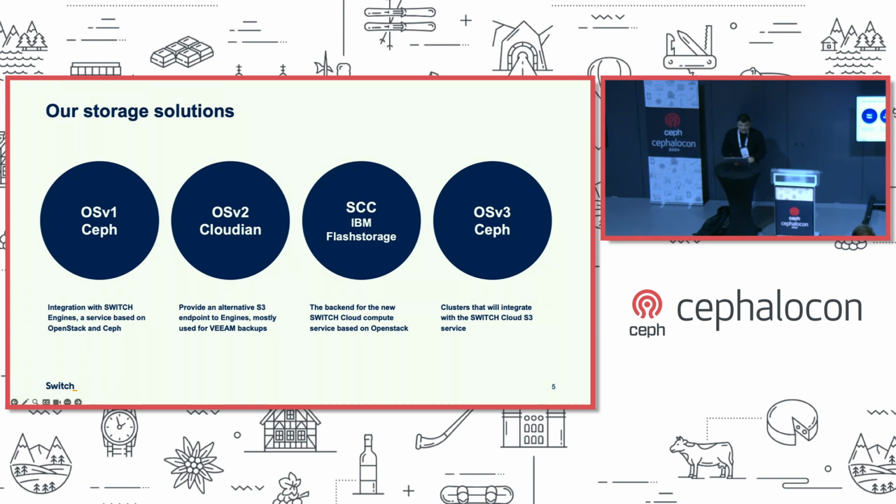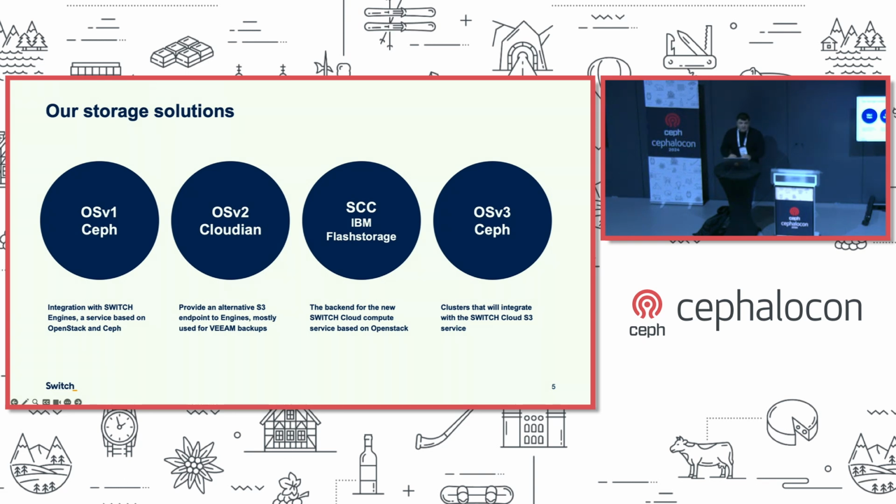The second one is our Object Store version 2. This is based on Cloudian Hyperstore, and this is to provide an S3 service for Engines. So we add this component to the current Switch Engines product that we have. And this is mostly used for Veeam backups. For example, we have a lot of universities, and they really want to do the backups with Veeam, and we use this product.